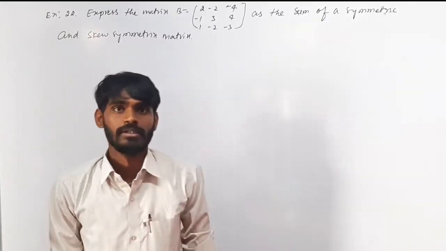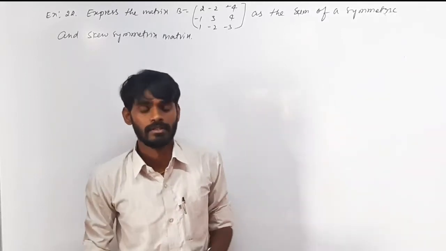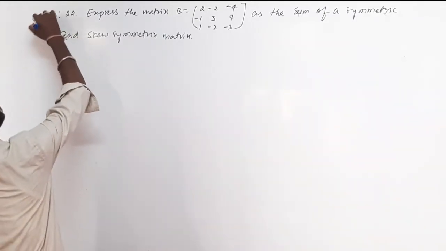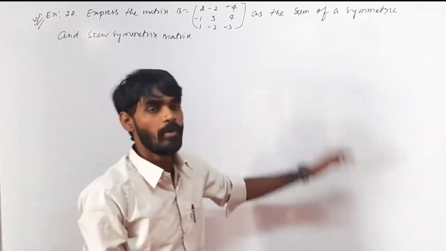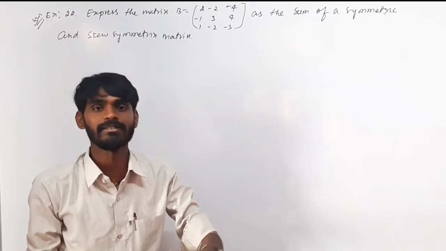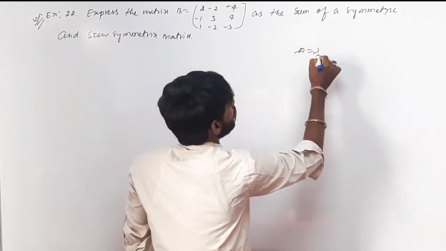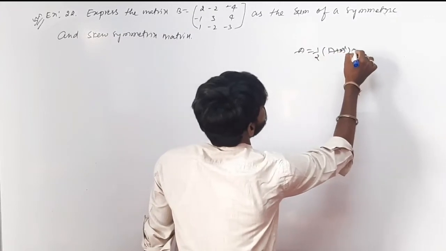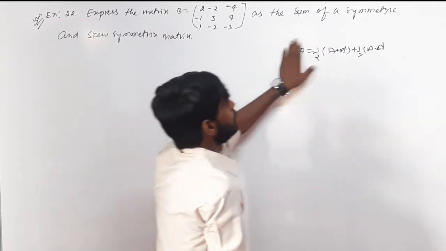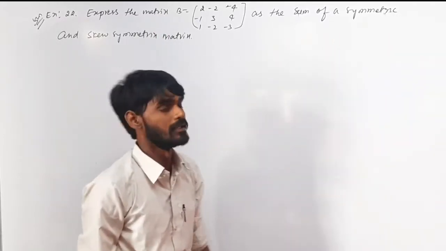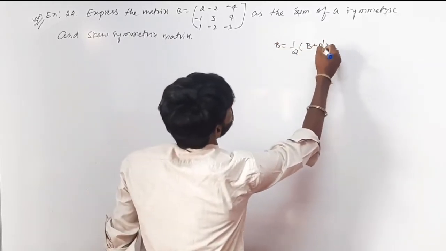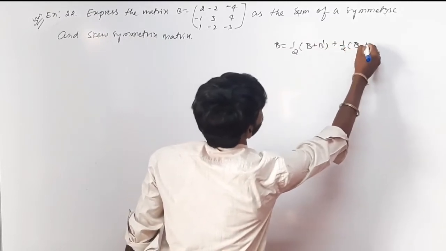Okay, friends. So this is a question based on the sum of a symmetric and a skew symmetric matrix. This will be asked as a 5 marks question. The sum of a symmetric and a skew symmetric matrix is A equal to 1 by 2 A plus A dash plus 1 by 2 into A minus A dash, right? So here the matrix A will be B. Now that is, B is equal to 1 by 2 B plus B dash plus 1 by 2 B minus B dash.